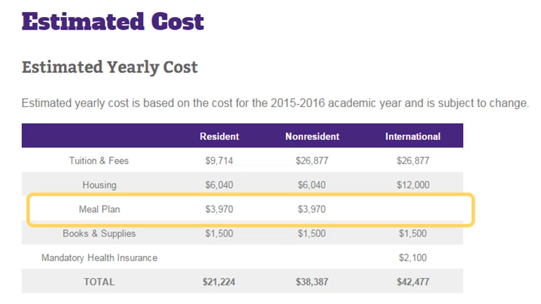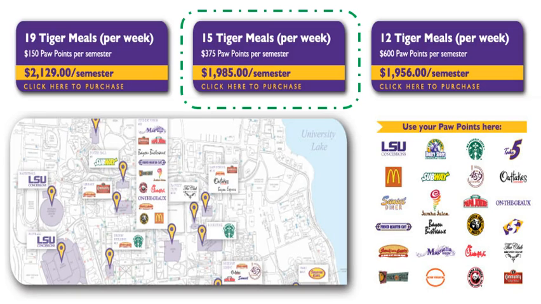Now let's look at the meal plan. For our meal plan, we see that our total is $3,970, and this, remember, is for the year. In looking at our meal plans, there are 3 meal plans that LSU provides. There is one where you have the 19 Tiger meals per week. That's $2,129 per semester, and that's the pricier one out of all the 3.